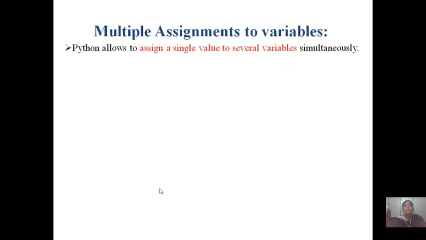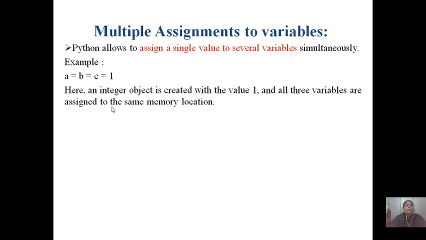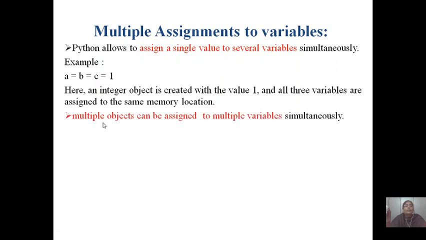Multiple assignments. Python allows you to assign a single value to several variables simultaneously. Here a = b = c = 1. That means an integer object is created with the value 1, and all the three variables a, b, c are assigned the same memory location. Multiple objects can also be assigned to multiple variables simultaneously.